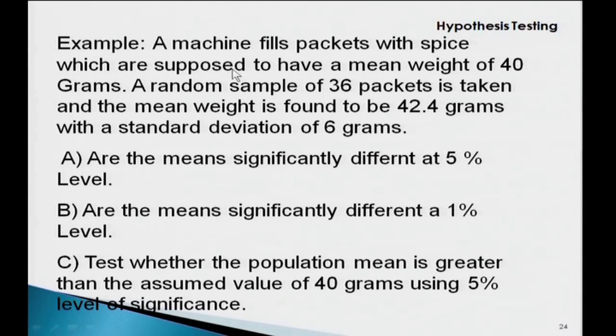So, what information is given? The machine fills packets which are supposed to have a mean weight of 40 grams. Mean weight expected to be 40 grams means the population mean would be 40 grams. A random sample of 36 packets is taken, that means sample size is 36, x bar is 42.4 and sample standard deviation is 6. First requirement is, are the means statistically different at 5% level, right.